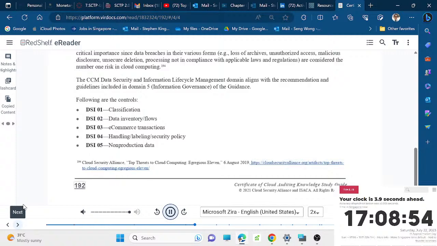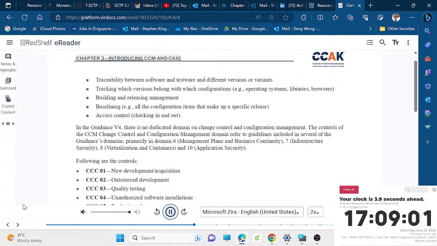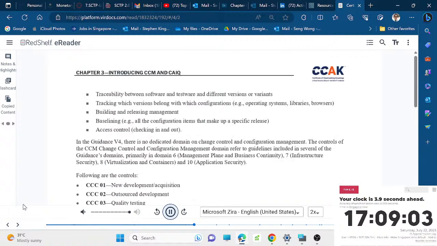Cloud Security Alliance, Top Threats to Cloud Computing, Egregious 11, August 6, 2019. Certificate of Cloud Auditing Knowledge Study Guide, Copyright 2021 Cloud Security Alliance and CCAK. All rights reserved. Chapter 3 Introducing CCM and CAIQ. Image with the following description, image for page with label 192.